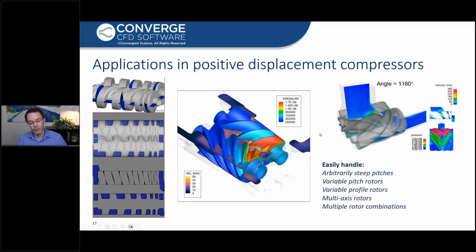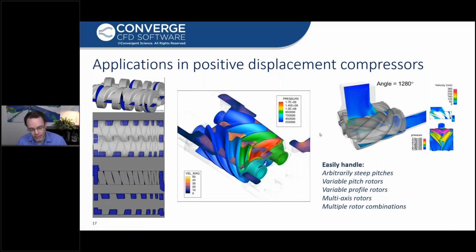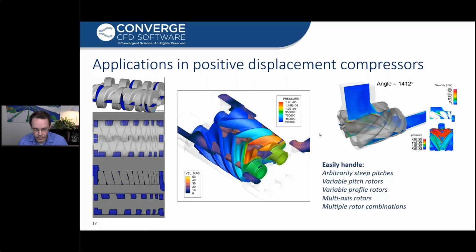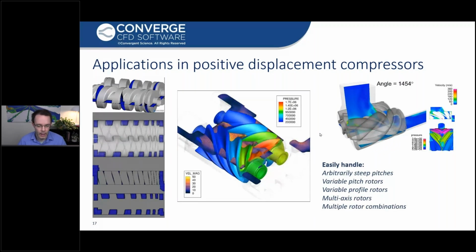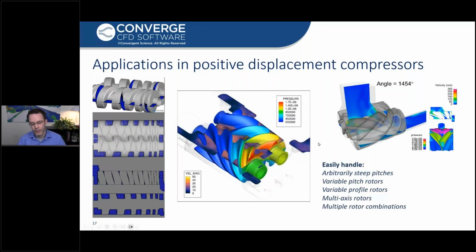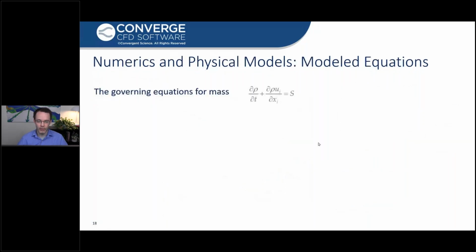For an even more general case with a varying pitch and a varying profile, Converge has no problem whatsoever to import this geometry and to allow the user to run this kind of case. So being able to handle these complex and arbitrary geometries is a key feature for Converge to be used in these applications.